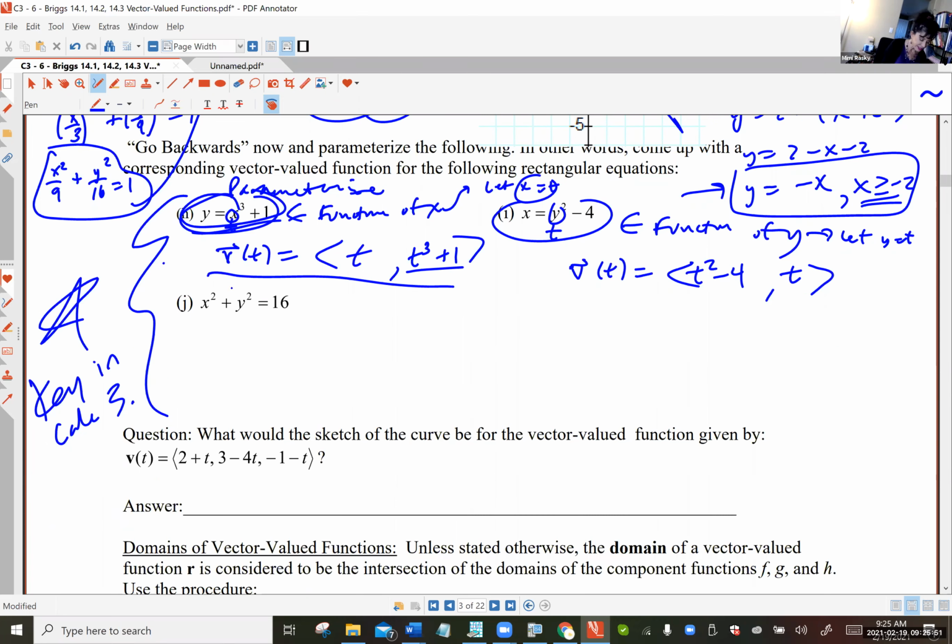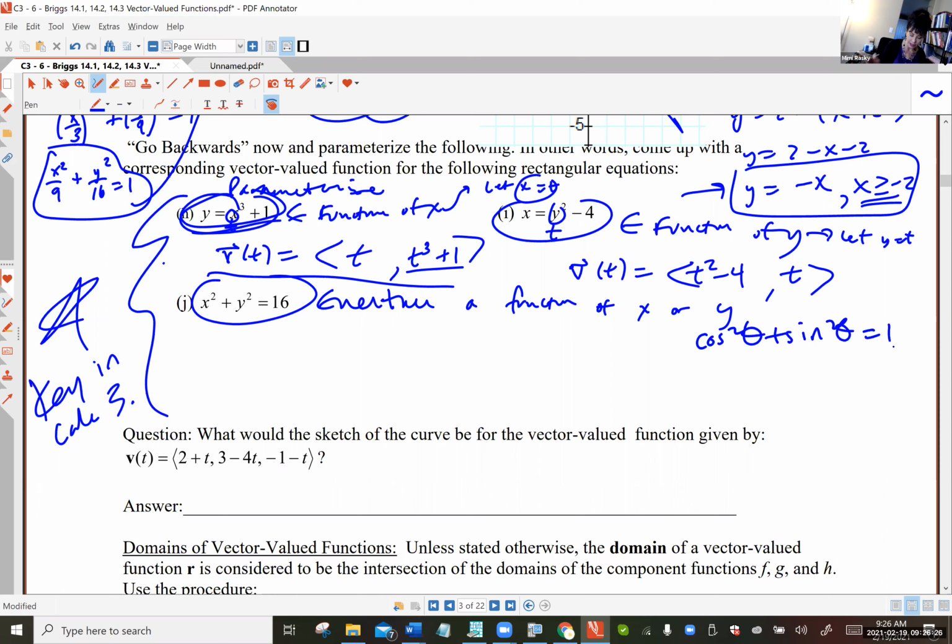Now, the last one is a little bit tricky because this is neither a function of x or y. Well, how do you know? Well, if you graph it, it wouldn't pass a vertical or a horizontal line test. And that's a circle of radius 4 centered at the origin. So when that happens, you've got to come up with some, hopefully, trig identity to help you out. We're going to use cos squared theta plus sine squared theta equals 1. That's going to be the trig identity that will help us parameterize this equation.